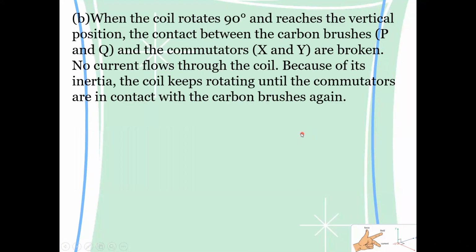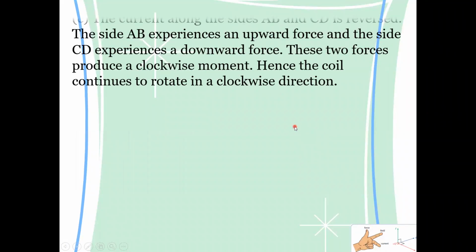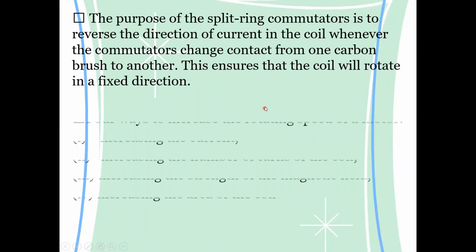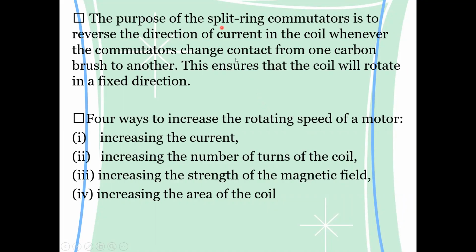We can also change the speed of the rotation. How we can change the speed of the rotation, and this is a very important paragraph, the purpose of the split rings. You will find this question, they ask, state the purpose of the split ring. So this is a complete answer. What is the purpose of the split ring? A split ring reverses the direction of the current.